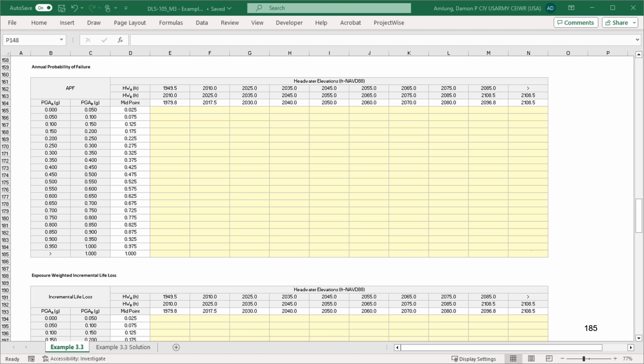Next, we will calculate the annual probability of failure. APF is equal to the joint loading probability multiplied by the system response for each interval. Then drag and drop to finish out the table.